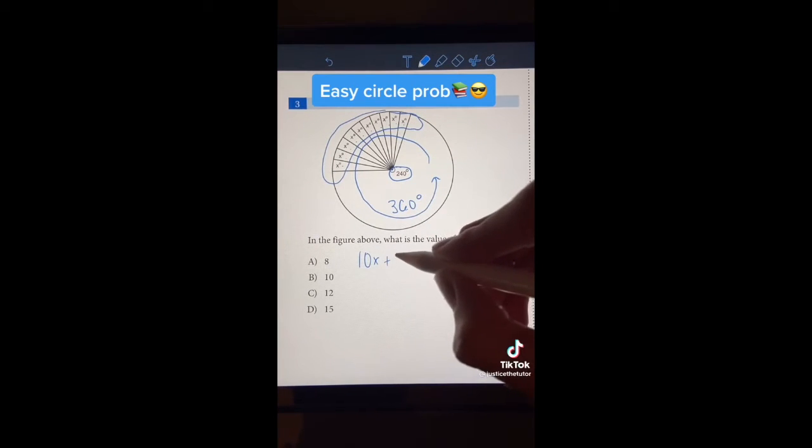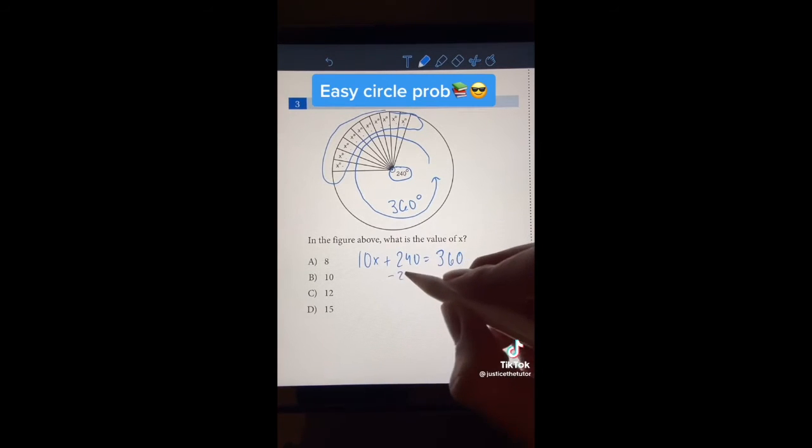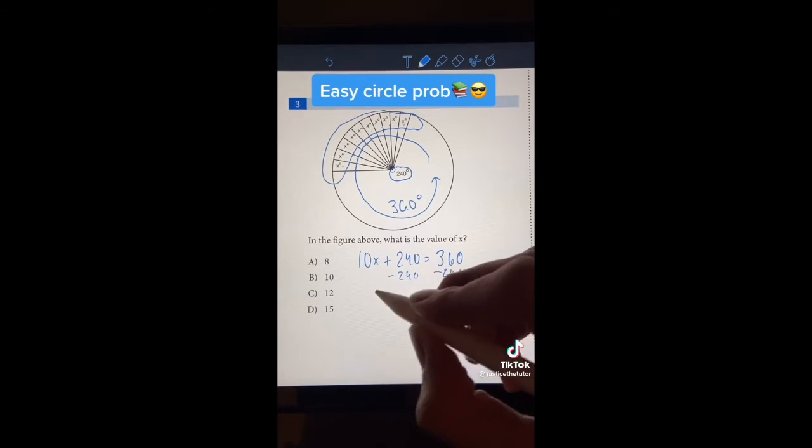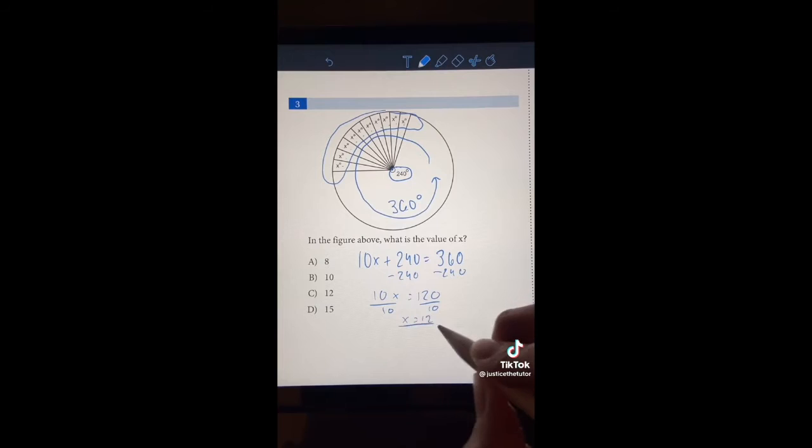And I'm going to add it with 240 because that has to equal 360 degrees. So if I subtract 240 from both sides, I get 10x is equal to 120. If I divide both sides by 10, I get x is equal to 12, which is C.